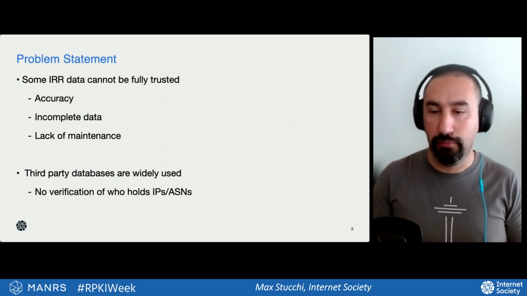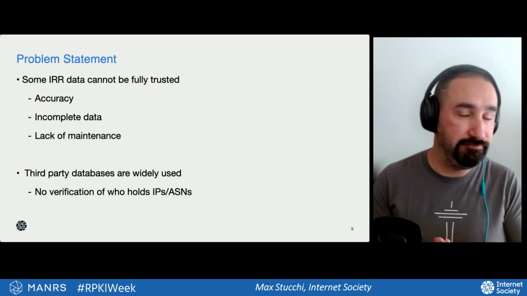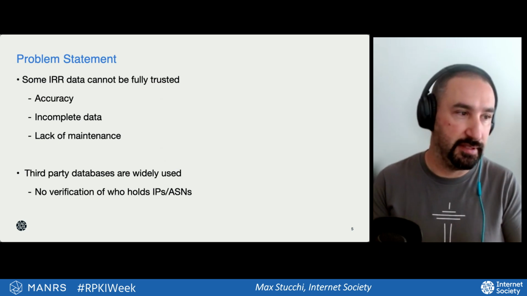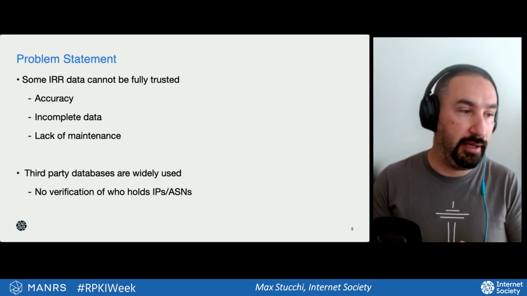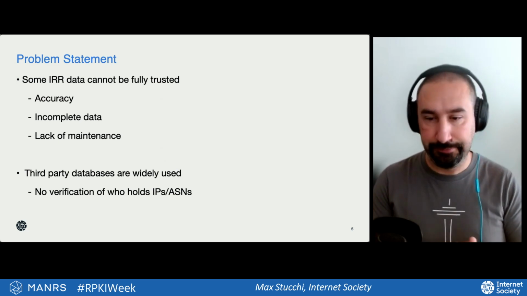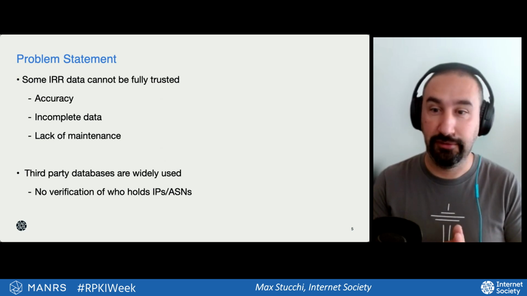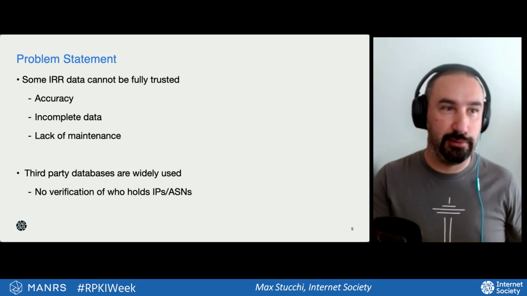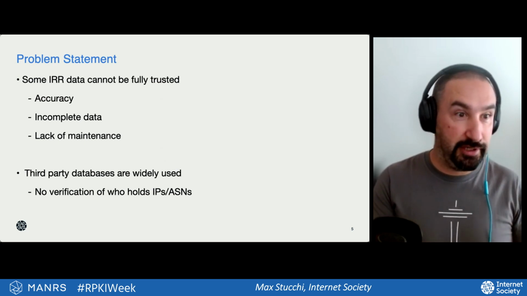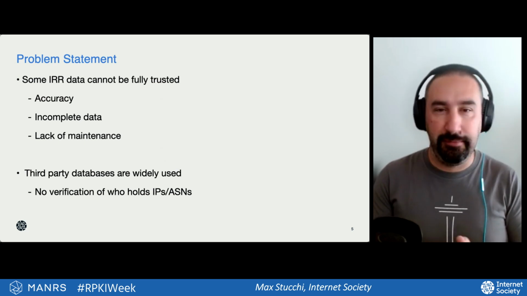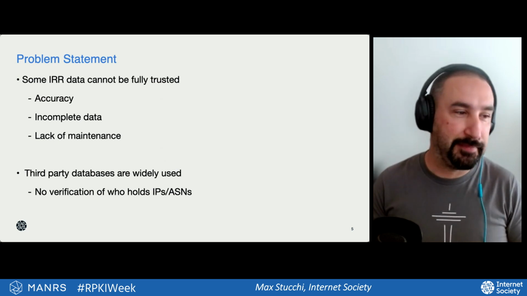But there is a problem with these external databases. Some of this IRR data cannot really be fully trusted. Some of it lacks accuracy, some of it is incomplete, and there is a lack of maintenance. If you followed yesterday's presentation about tools, I presented two tools, and I told you that some of the libraries in there are shared by the tools. One of them is to check the validity of route objects.